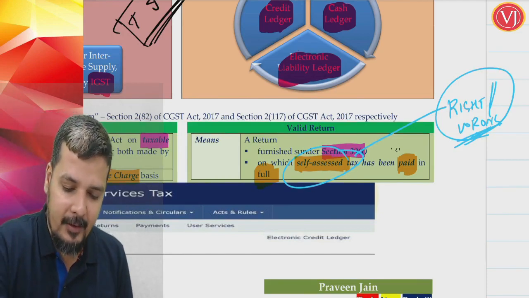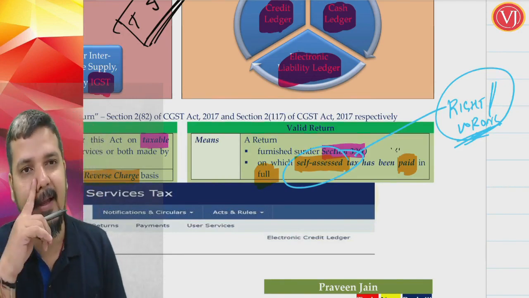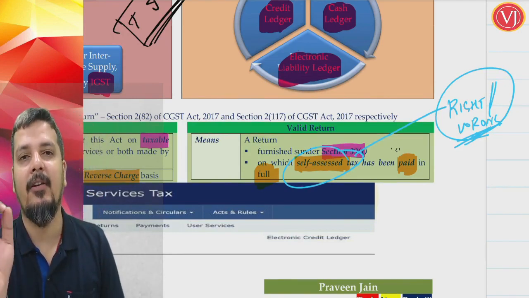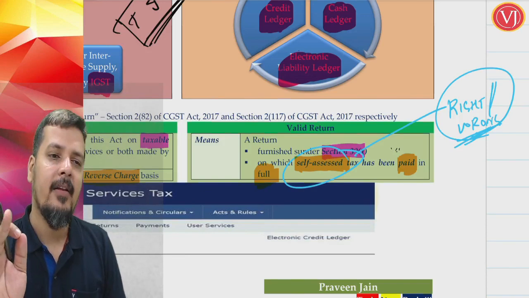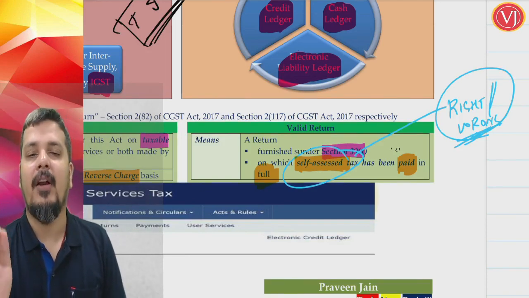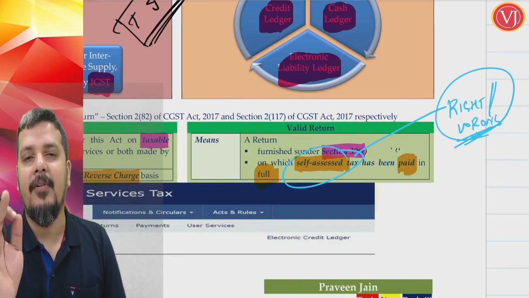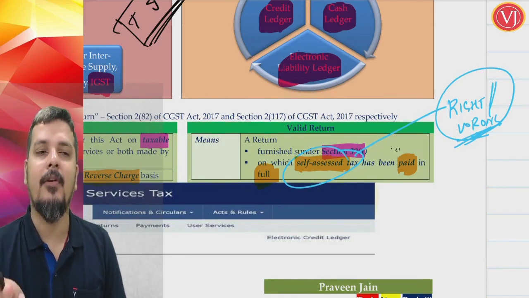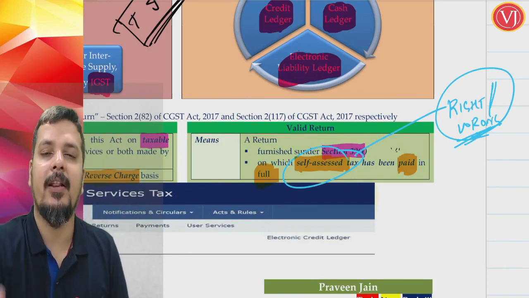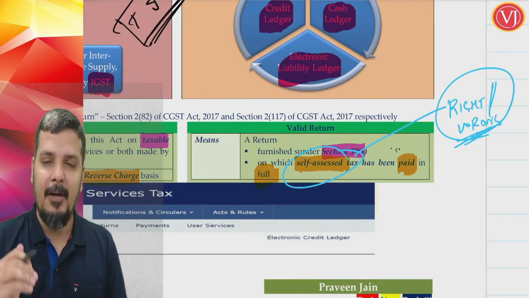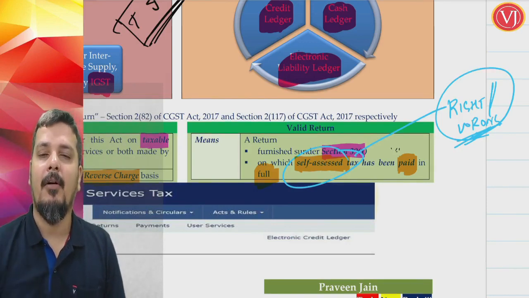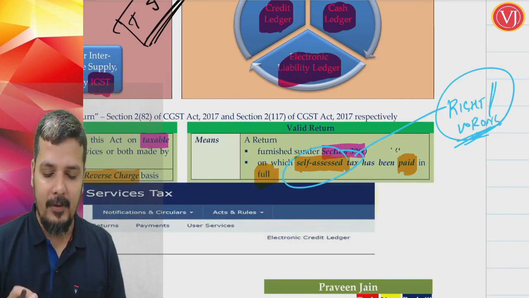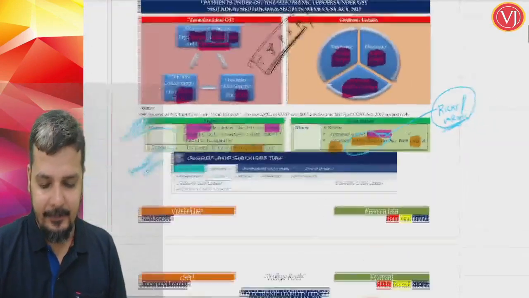So I could tell that in today's scenario, whatever return you are filing on GST portal are valid returns. This statement is fairly true for a very simple reason: if your self-assessed tax is not paid in full, portal will not allow you to file the return. Without payment, portal will not accept your filing of return. So that you need to understand.